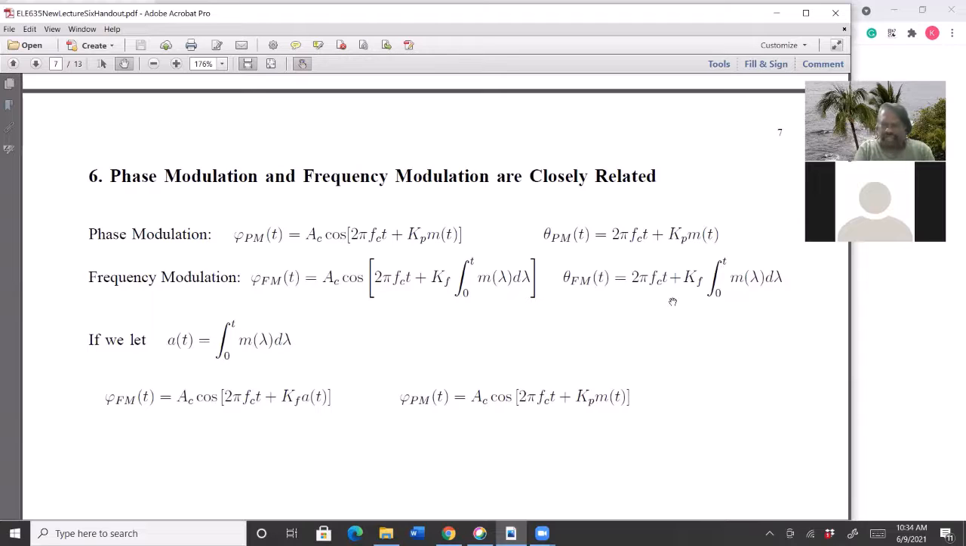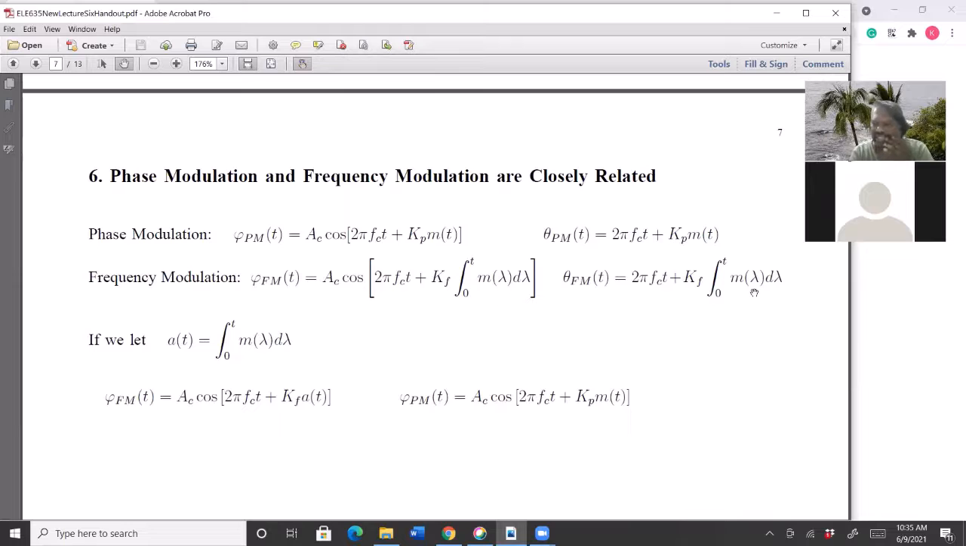Now for the FM, the angle business is slightly complicated. 2 pi fct plus kf times the integral of m lambda d lambda. So compare these two equations. Forget about the actual A c cos business. Focus on the angle. Maybe I should have written it first. But focus on the angle. The instantaneous angle for the phase modulation is 2 pi fct plus k sub p mt. For frequency modulation, 2 pi fct plus k sub f times the integral of the message signal.